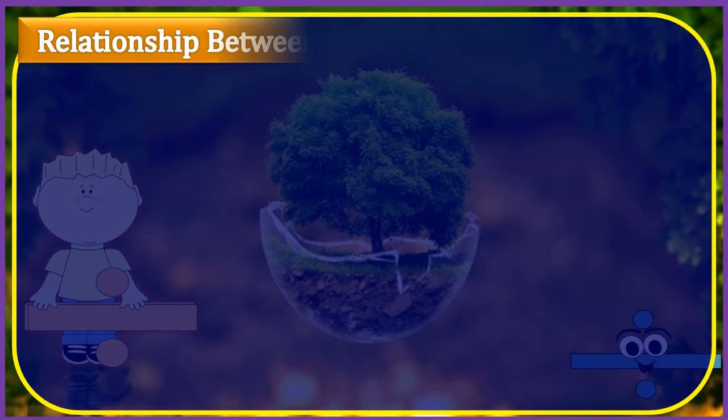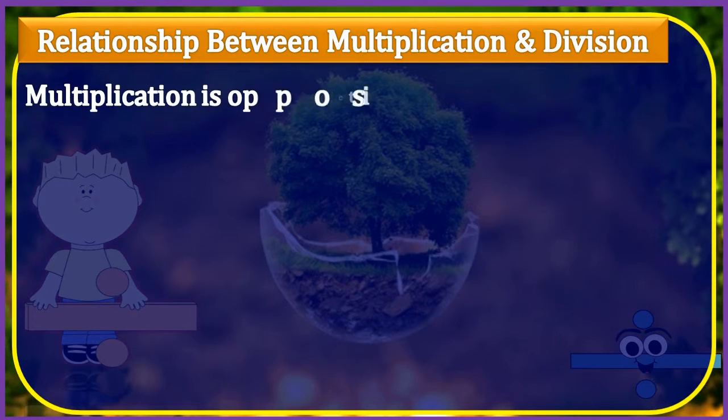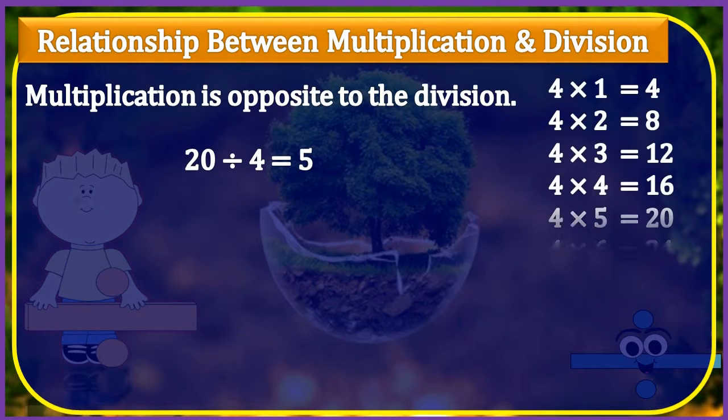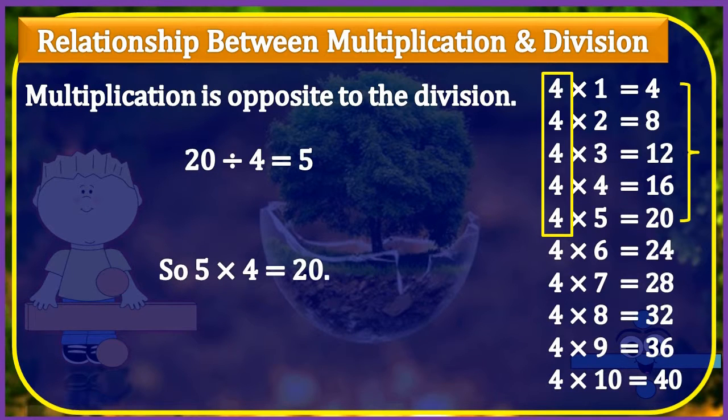Relationship between multiplication and division. We know that multiplication is opposite to division. If we divide 20 by 4, we get 5. And from the multiplication table of 4, we find that 5 4s are 20. So, 5 into 4 is equal to 20.